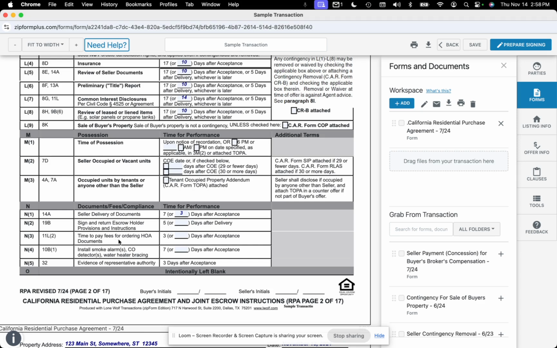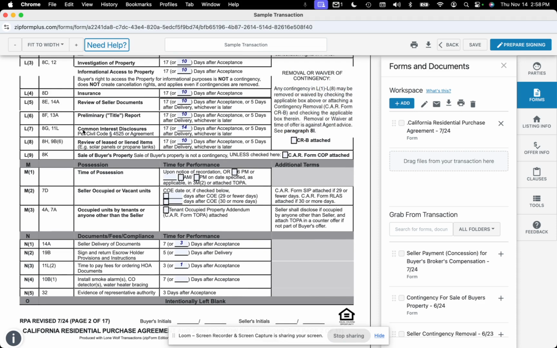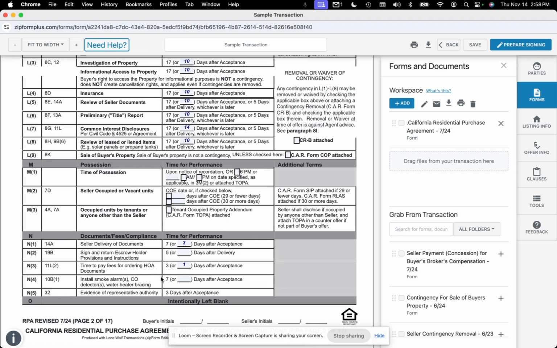The time to pay fees for ordering HOA documents. I always make this 1 day. Why? Because I have to get these documents. I can't wait for you to wait 3 days, because HOAs are notoriously slow in getting these documents. So if it's first going to take you 3 days to order them, then it's going to take them another week to get them. That's already 10 days. It's really cutting it close for me if I only have 14. So I'm going to ask you to order it from day 1.